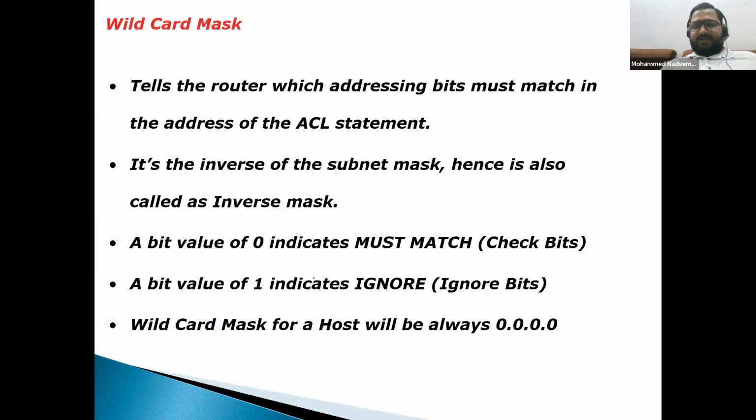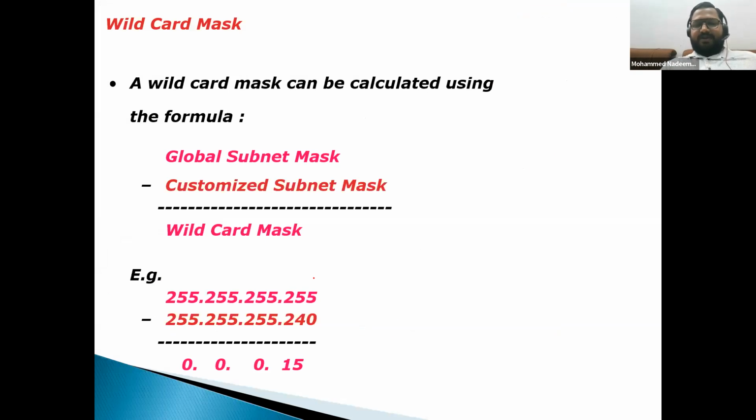Wildcard mask, as you know, we use in OSPF. It is like a global subnet mask. Wildcard mask is nothing but the global subnet mask minus the subnet mask. Then that will be your wildcard mask. So in the ACL we use a wildcard mask.